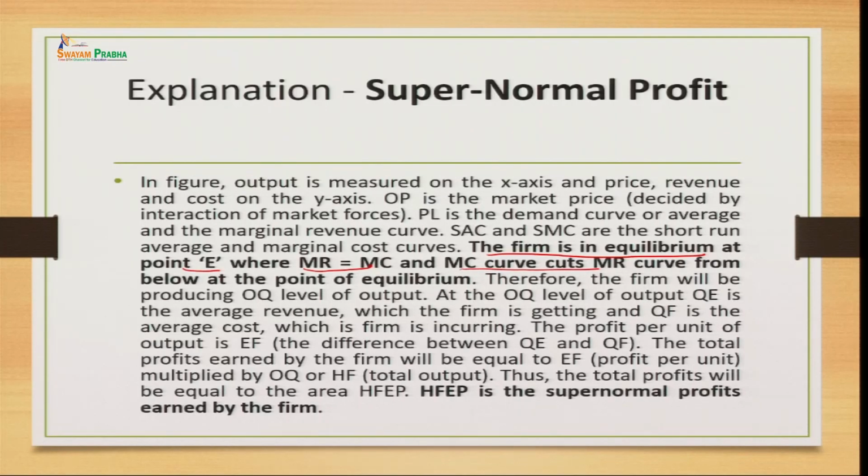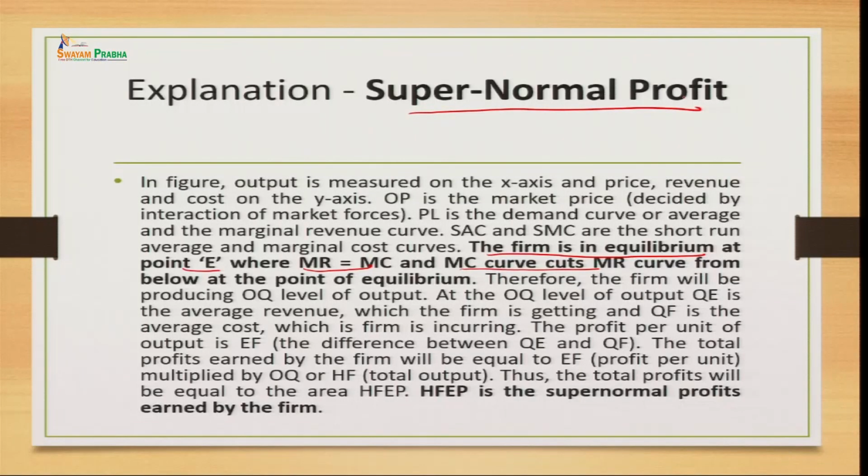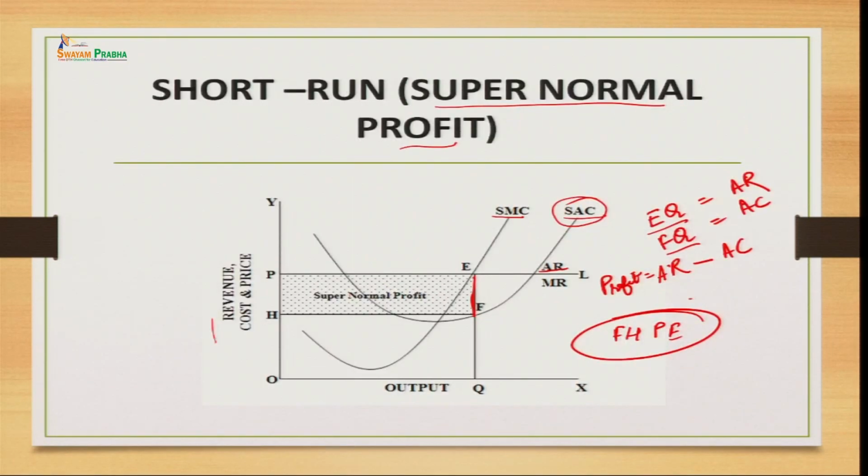Okay. And then we have seen the difference between the average revenue and the average cost. So, if the average revenue of the firm is greater than the average cost, that particular situation would be considered a supernormal profit condition, right. Here the firm is earning supernormal profit. So, this is already known to every one of you how we have calculated this area HFEP in this graph.